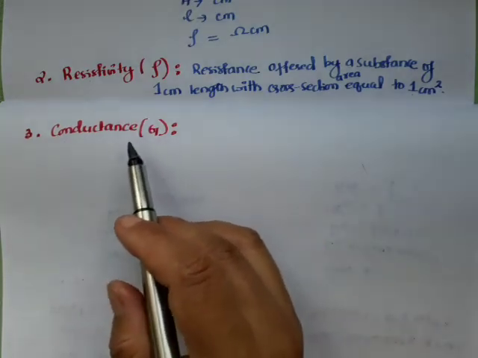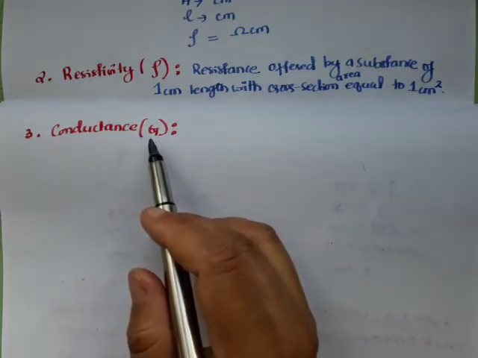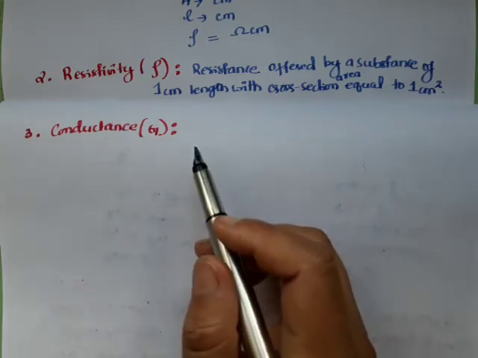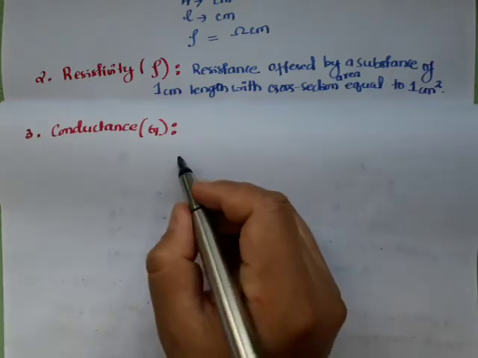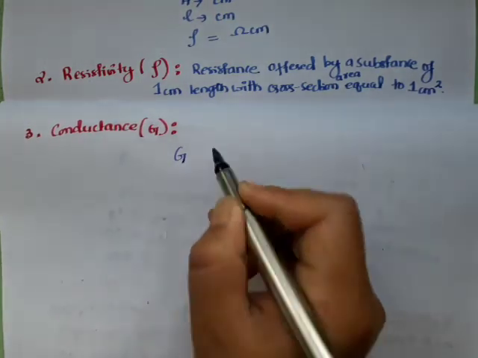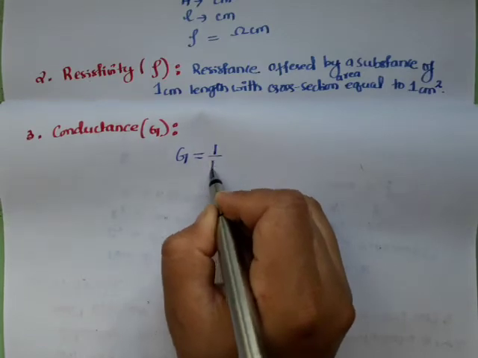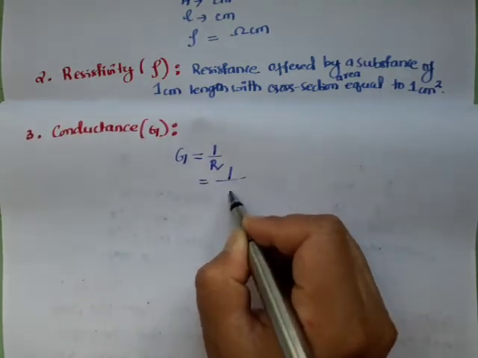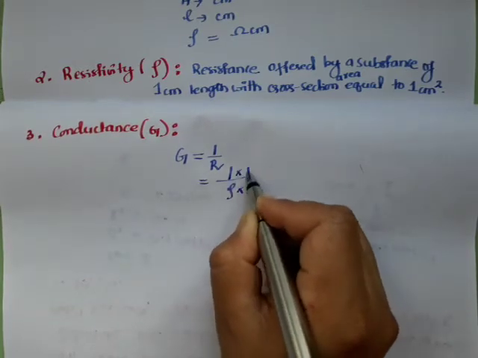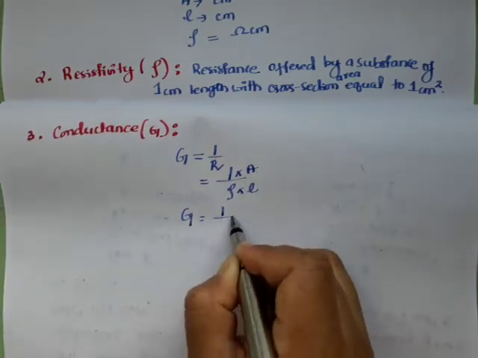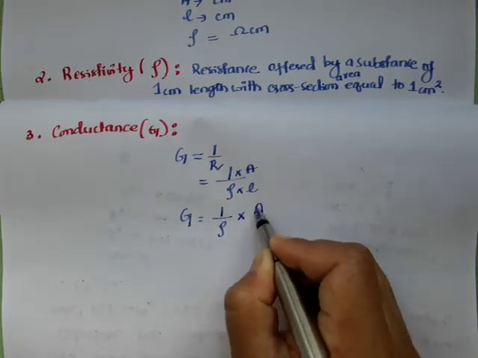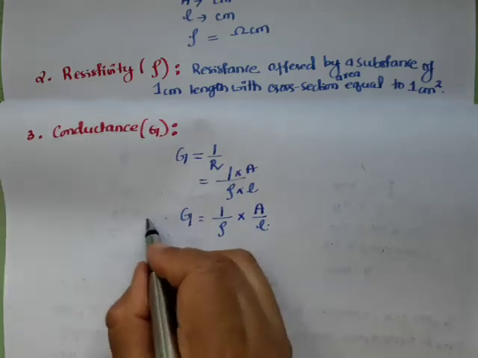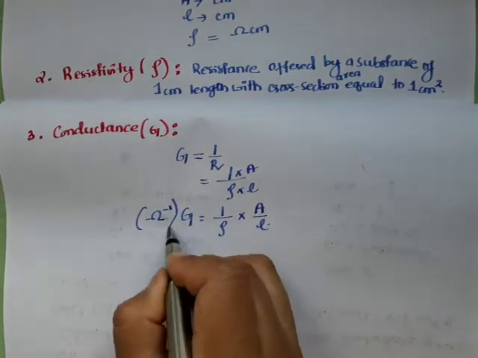Next, let us define conductance. It is the ease with which current passes through the substance, right? Mathematically, G is the reciprocal of resistance. What is resistance? Resistance is rho L by A. So G is now 1 by rho into A by L. And what is the unit for G? It is the reciprocal of resistance, so its unit is ohm inverse.